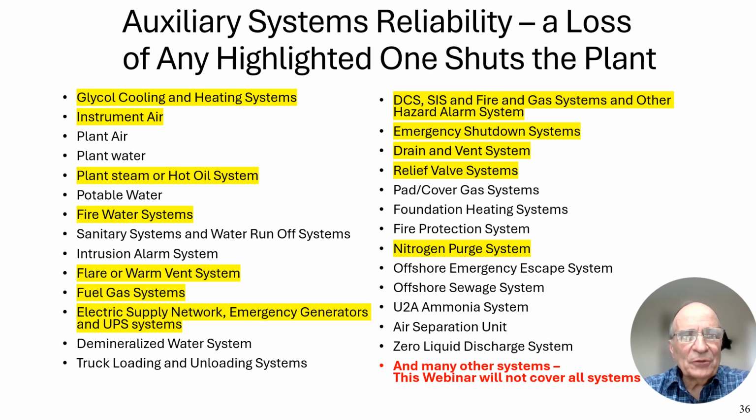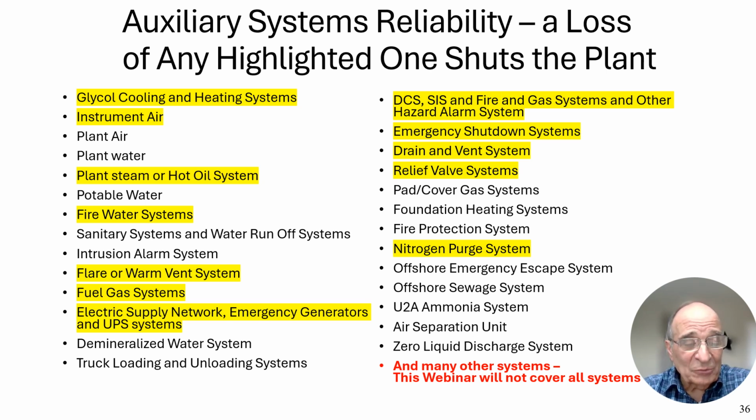Let's talk for a moment about auxiliary systems reliability. A loss of any one of the highlighted auxiliary systems will shut down the plant. You lose your glycol water heating system, plant is shut down. Instrument air, plant is shut down. Plant steam or hot oil system to provide heat to various subsystems, shut down the plant. Fire water systems, well, you should not be running the plant while your fire water systems are down, so that would shut down your plant. Flare or warm vent system, again, those are safety systems that are needed for safe plant operation. You should not be operating your plant without those systems being functional.